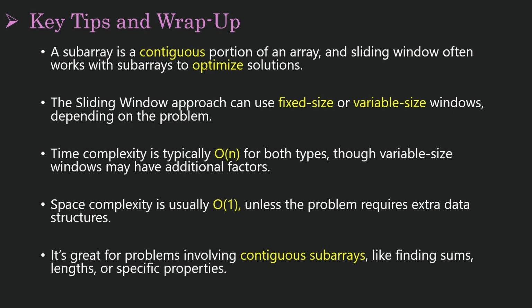A subarray is a contiguous portion of an array, and sliding window often works with subarrays to optimize solutions. The sliding window approach can use fixed size or variable size windows, depending on the problem. Time complexity is typically O of n for both types, though variable size windows may have additional factors. Space complexity is usually O of 1, unless the problem requires extra data structures. It's great for problems involving contiguous subarrays, like finding sums, lengths, or specific properties.